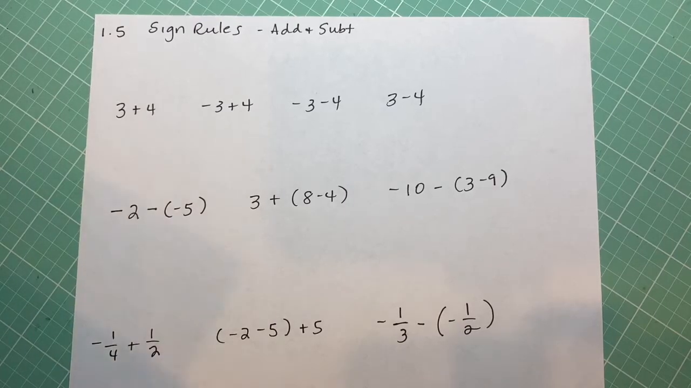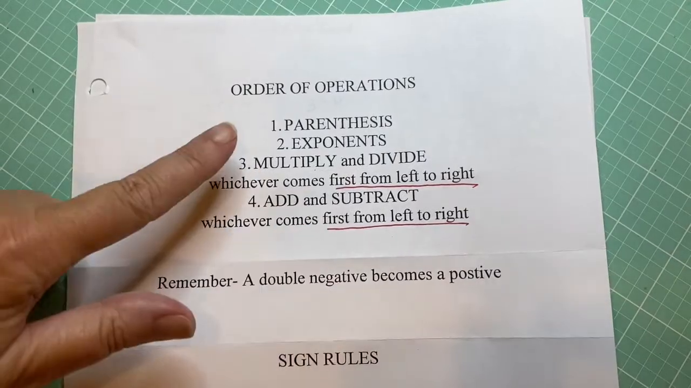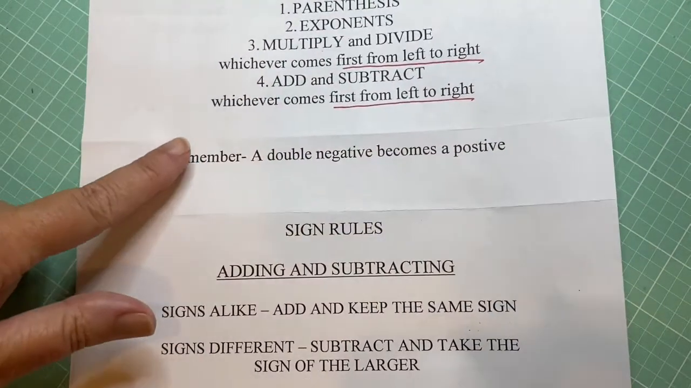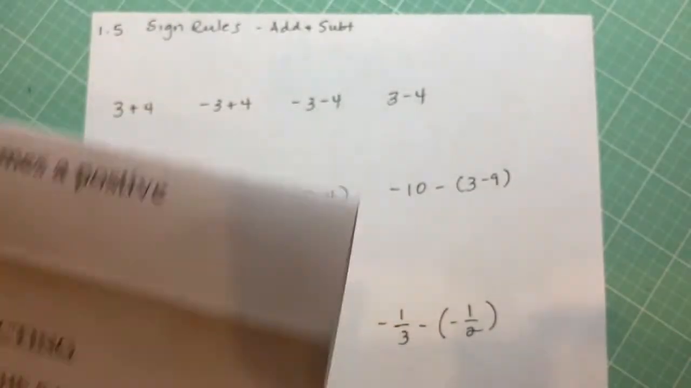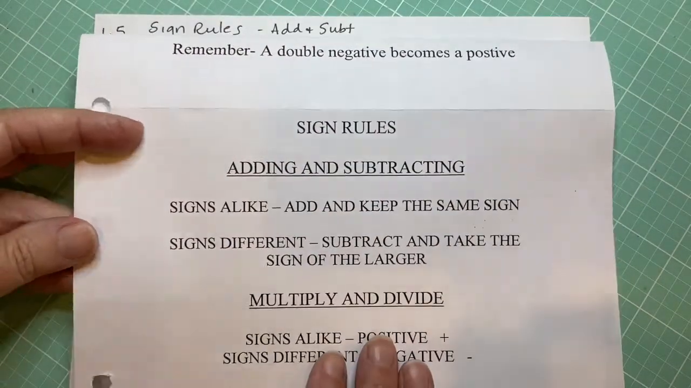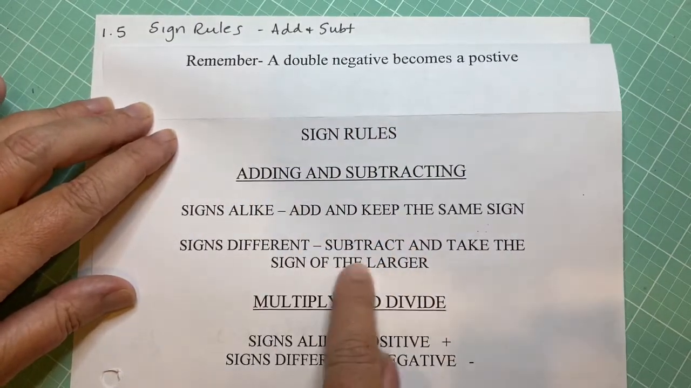Okay, today we're looking at 1.5. And so I showed you this note sheet last class period. We did order of operations. Today we're going to be looking at the sign rules and this double negative rule. So I'm going to kind of fold it in half this way today. So today we're looking at our sign rules, and we're just going to be dealing with adding and subtracting today.